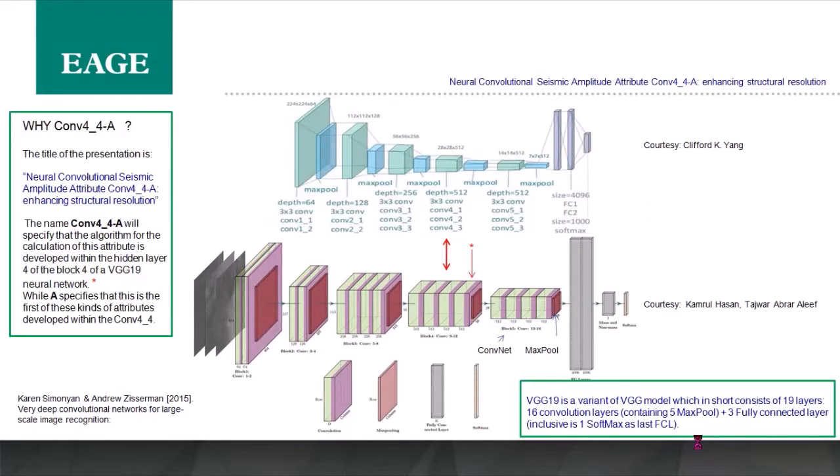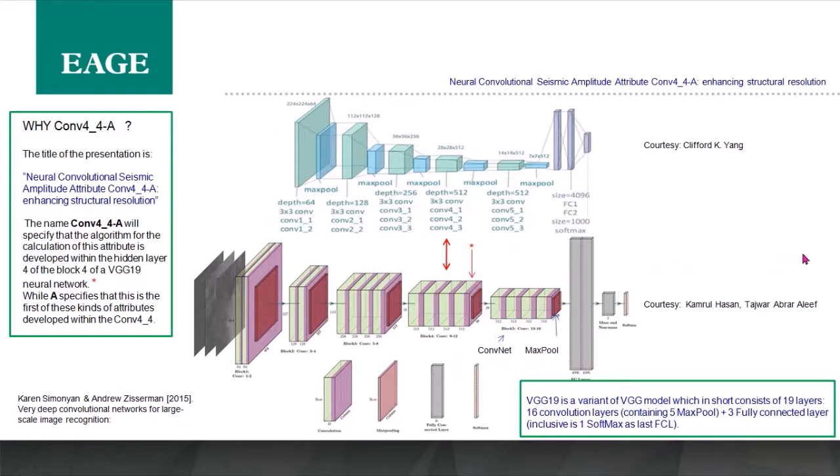The title of the presentation is Neural Convolutional Seismic Amplitude Attribute Conv44A, Enhancing Structural Resolution. The name Conv44A specifies that the algorithm for the calculation of this attribute is developed within the hidden layer 4 of the block 4 of a VGG19 neural network, which is situated here in this position.